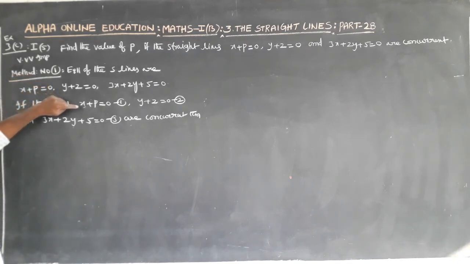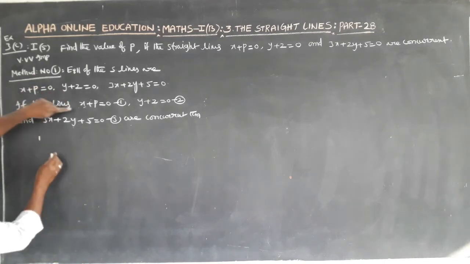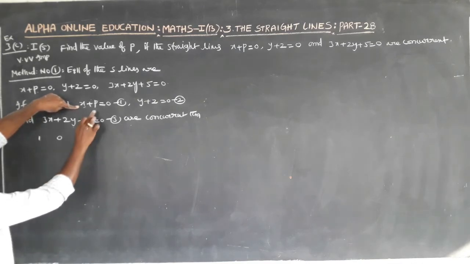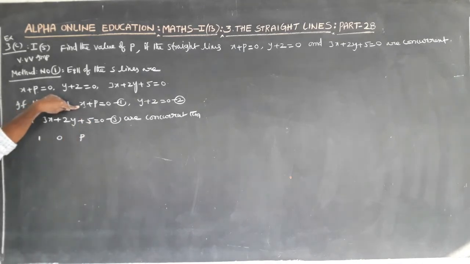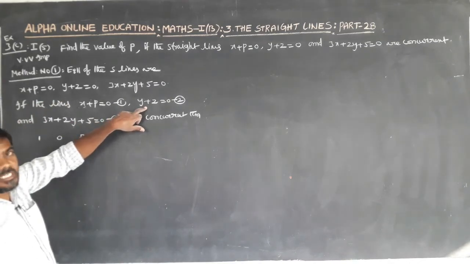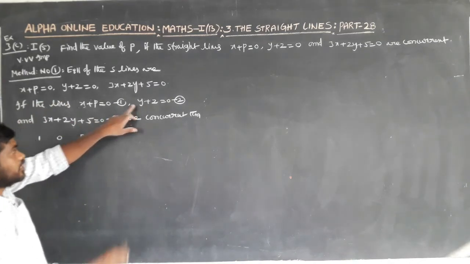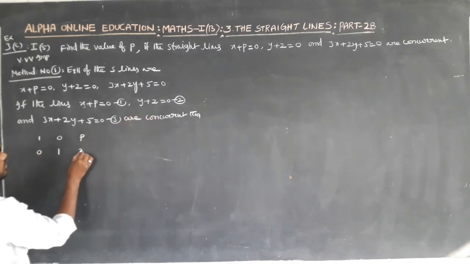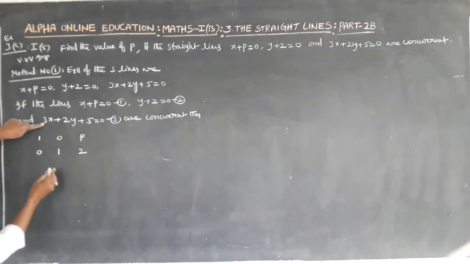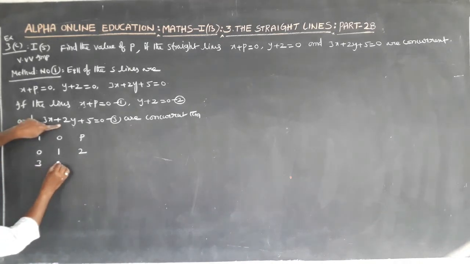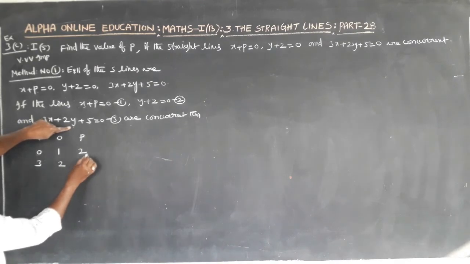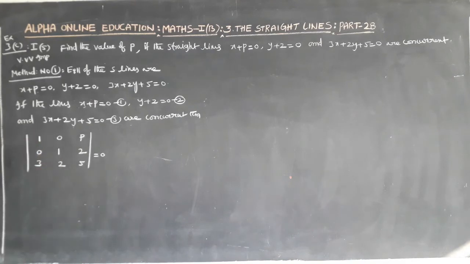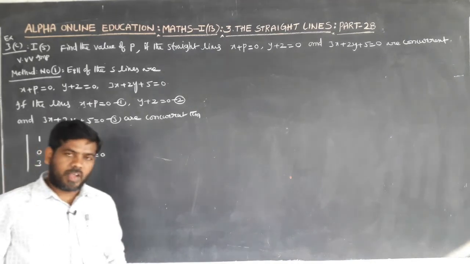First of all, write the first equation: x coefficient is 1, y term is 0 so y coefficient is 0, constant is p. Again, the second equation: no x term, so x coefficient is 0, y coefficient is 1, constant is 2. Again, the third equation: x coefficient is 3, y coefficient is 2, constant is 5. This is the process for writing the values in the determinant.